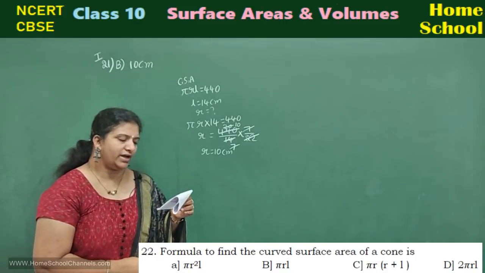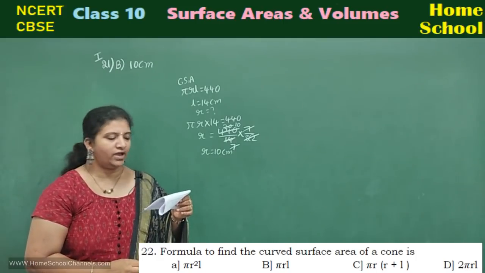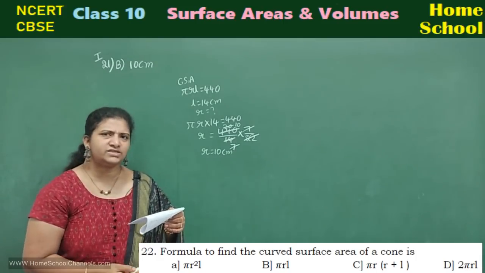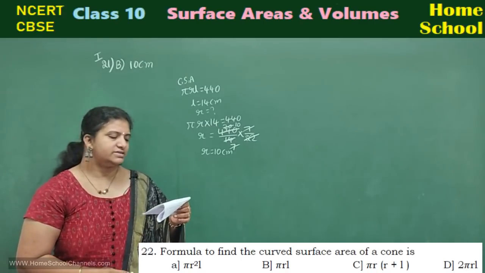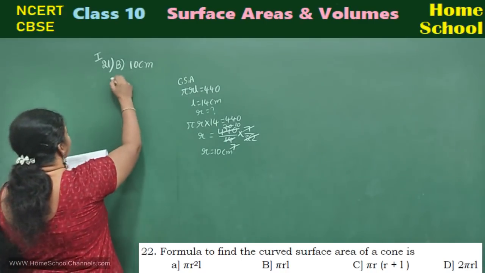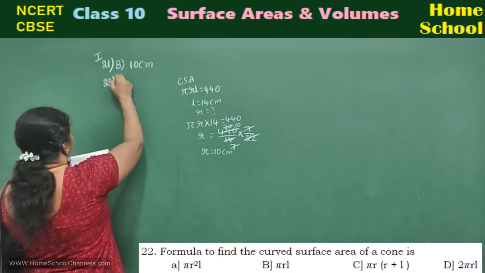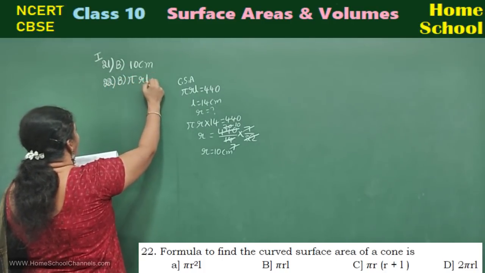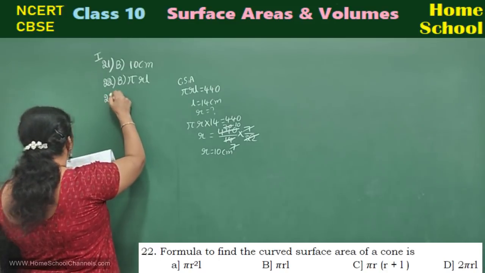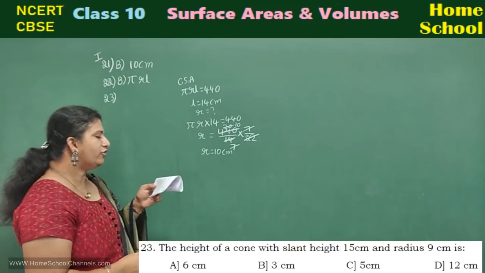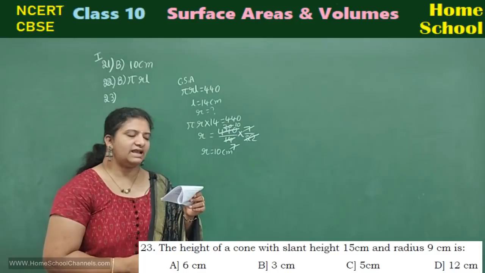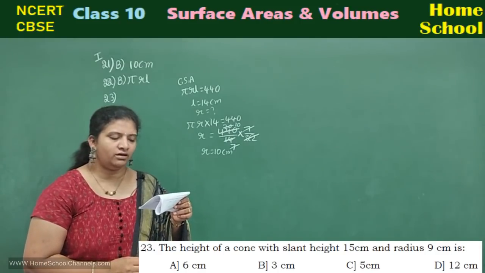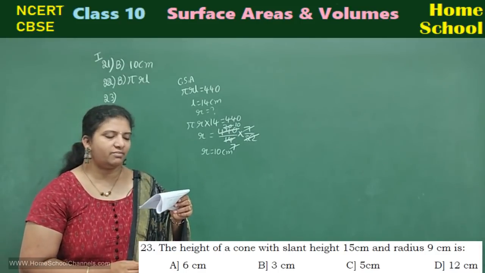22nd, formula to find the curved surface area of a cone is, what is CSA of a cone? Pi RL. Check the option. It is option B, pi RL.